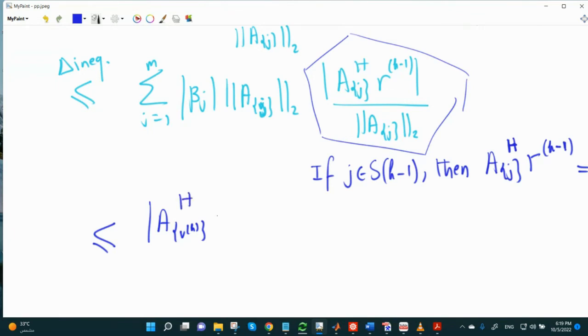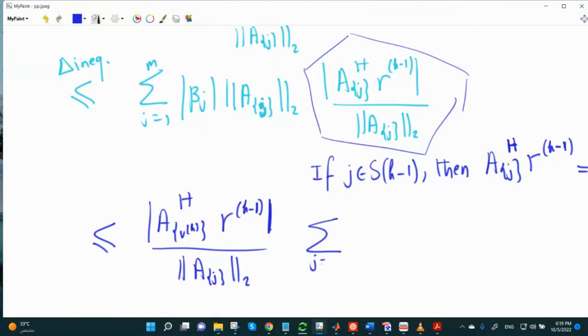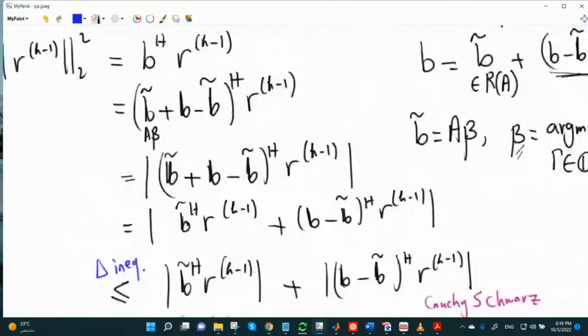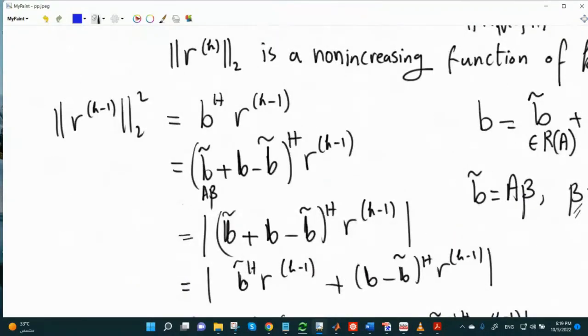So this is a_{v_k} Hermitian r_{k-1}, and this will be an upper bound on all those terms. And we can have the full sum here. Let's call this quantity psi rather than moving with it. So now we have an upper bound, which is psi times this quantity. So let's go back here.